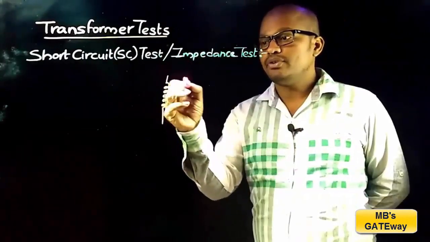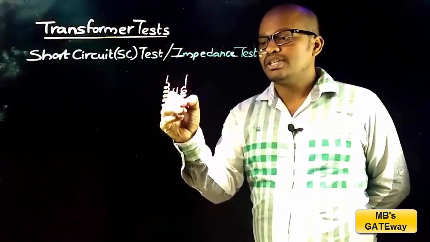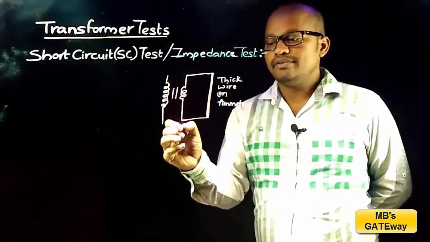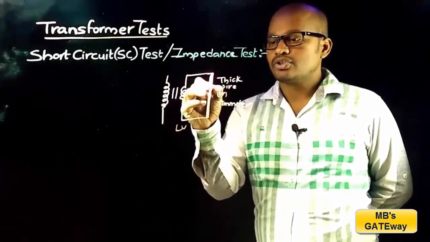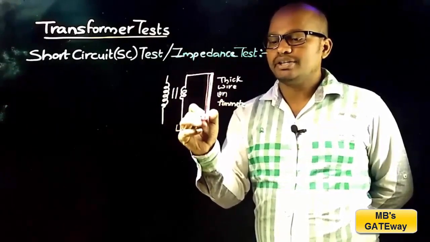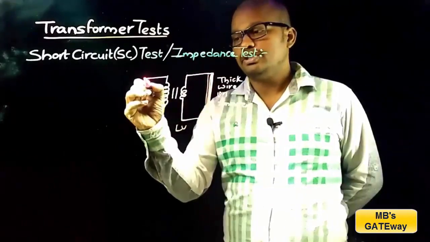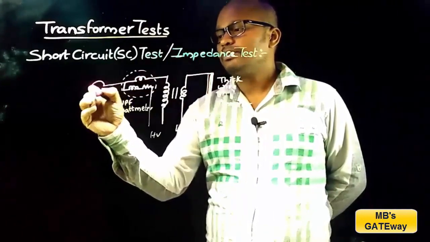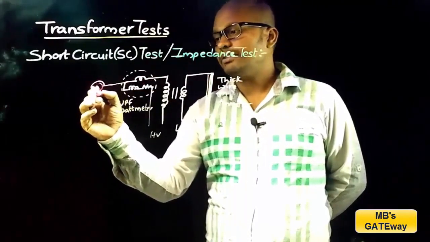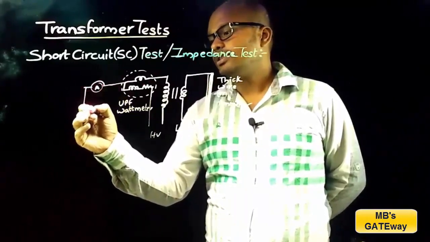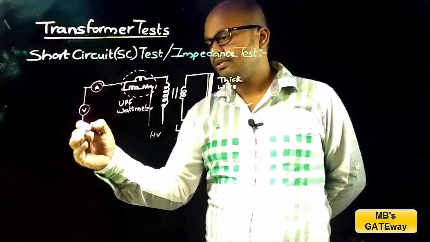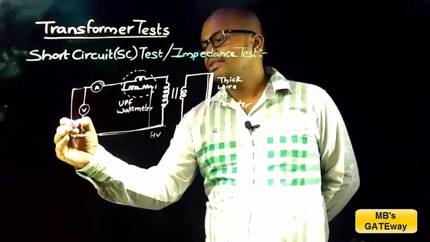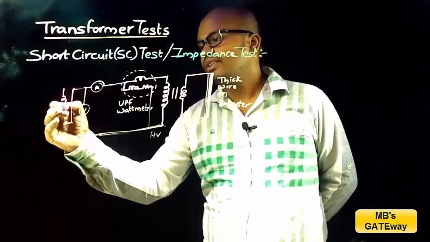Short circuit test is preferred to perform on HV side of the transformer with LV side short circuited. LV side of the transformer is short circuited with a thick wire or ammeter. To measure the input power, here UPF type of wattmeter is used, and to measure the input current, MI type ammeter, and to measure the input voltage, MI type voltmeter. And these meters are connected like this, and the supply is given through a single phase variac.